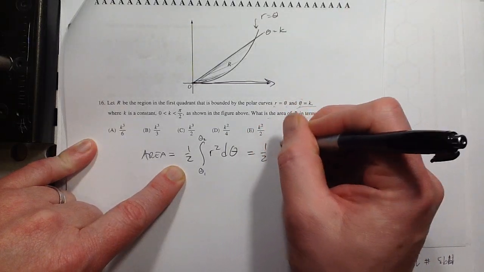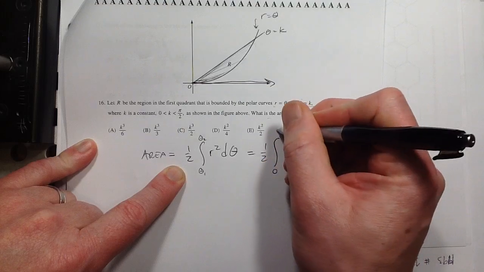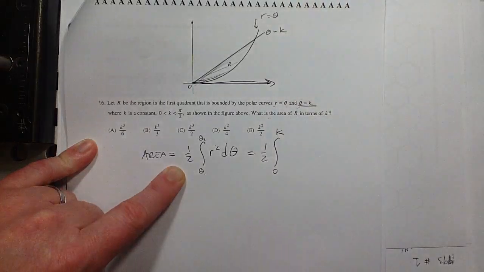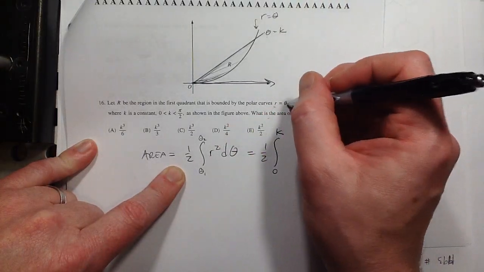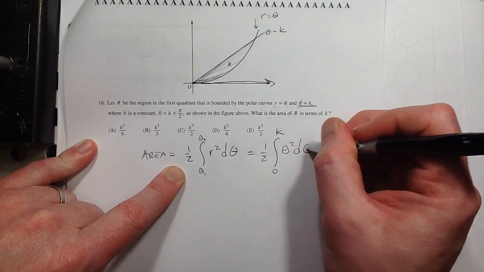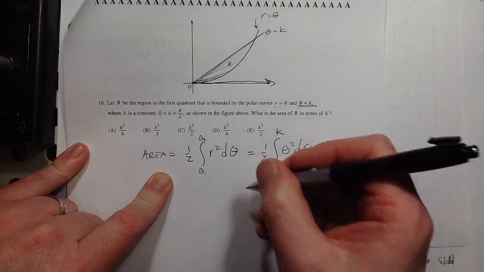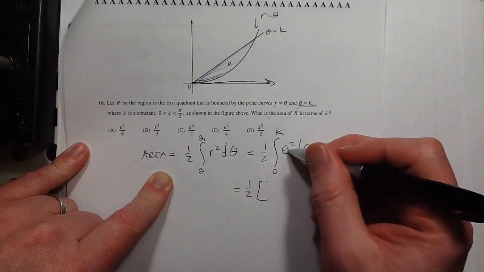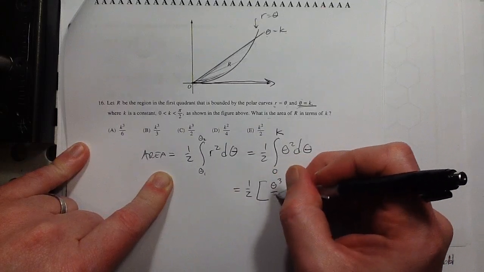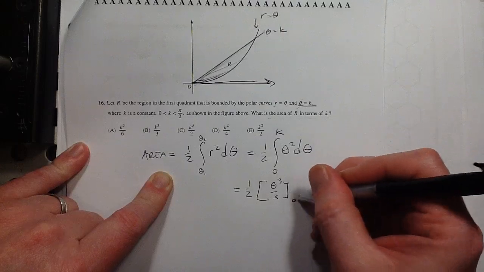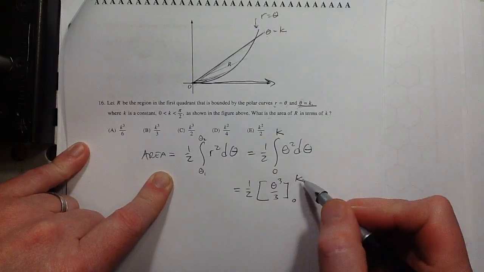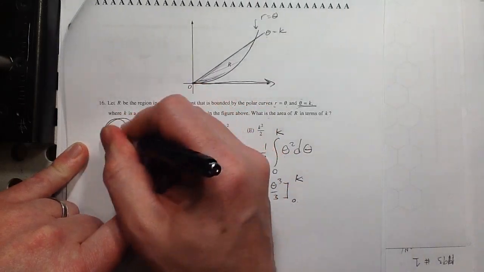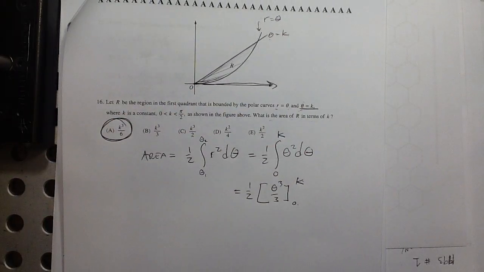So I'm looking from 0 up to the angle theta equals k, right? And then r squared, well, r is equal to theta. So it's pretty easy calculus from here. The antiderivative of theta squared is theta cubed over 3 from 0 to k. And if you plug k and 0 in, I think you will find that it is k cubed over 6.